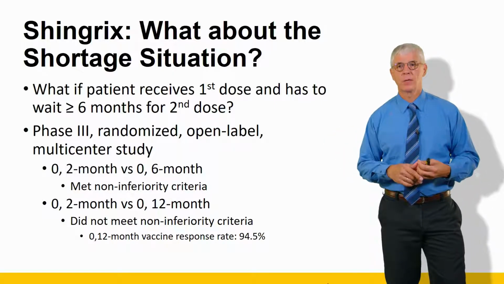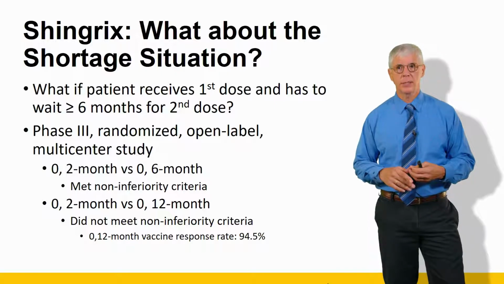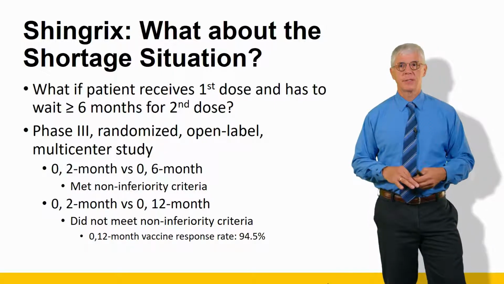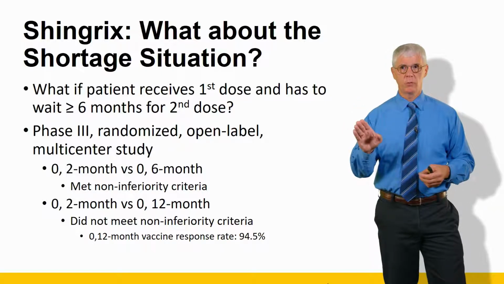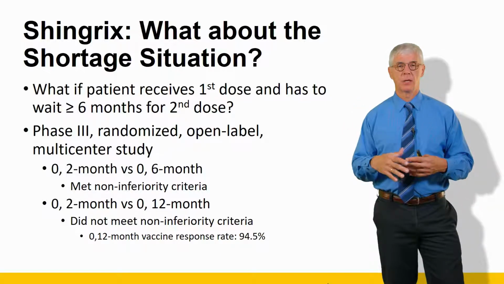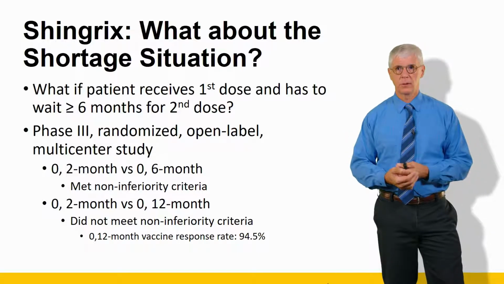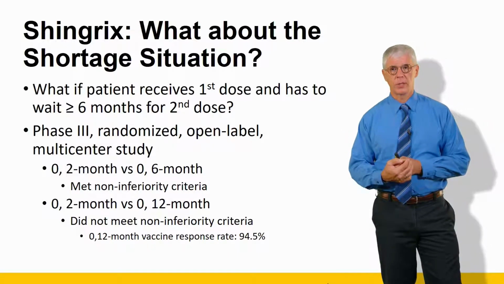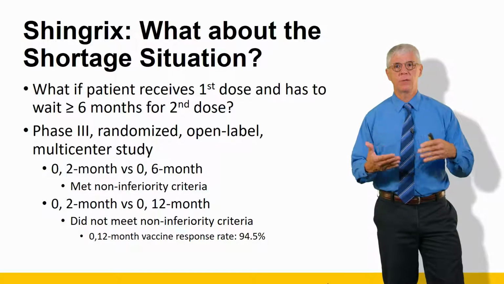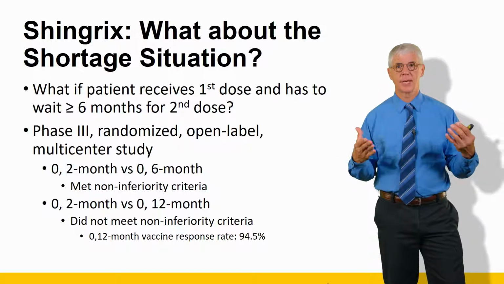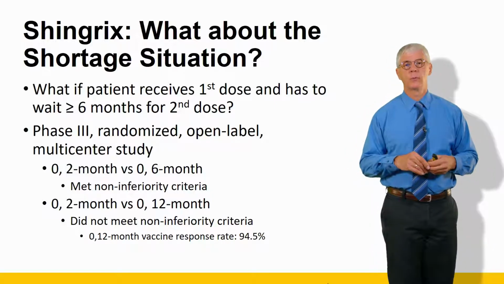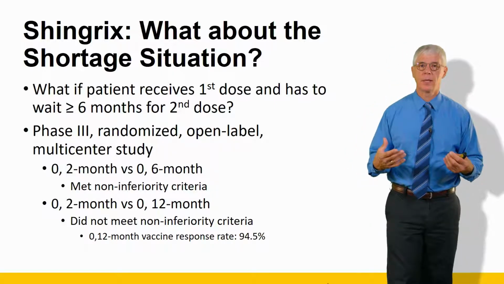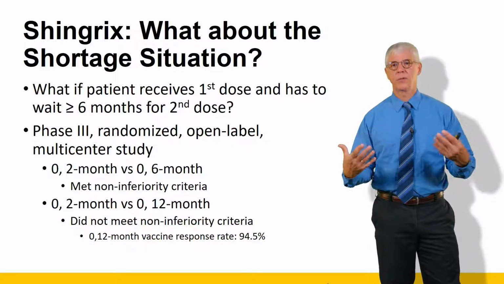Well, we did find a phase 3 study which looked at that, and it said that if you gave it at 2 months versus 6 months, there was no difference. So it met the non-inferiority criteria. However, if you gave it at 12 months, it wasn't exactly the same. However, the effectiveness rate was still 94%. So it's still relatively high, but it wasn't as high as if you would have given it in the normal time range.